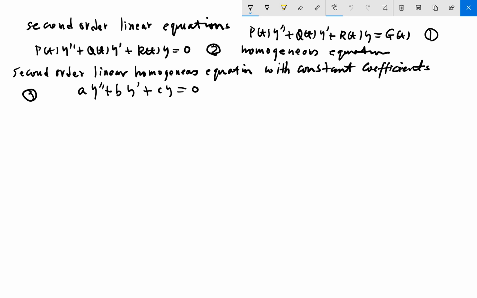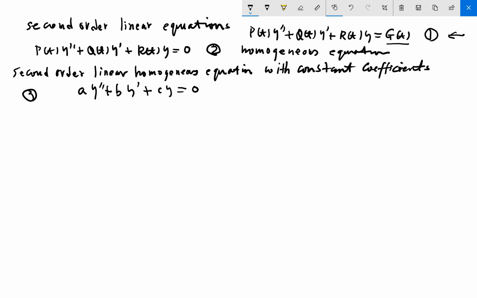Okay, in this chapter, we will learn how to solve second-order linear differential equations. Anything can be written in this form, equation 1. We call this a second-order linear equation. Now look at the right-hand side, g of t. That's the only term without the y term. So if g of t equals 0, then we get equation 2.